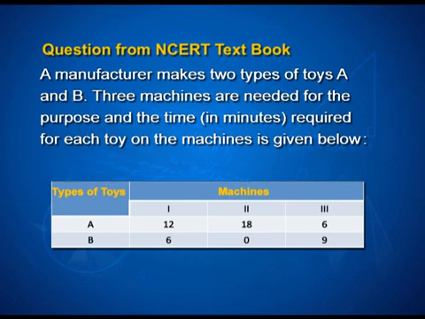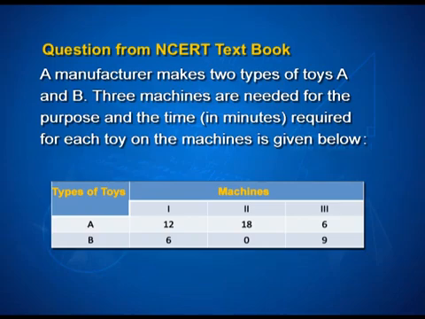Similarly, on machine 2, type A toy needs 18 minutes, B does not need any time on that. On third machine, A requires 6 minutes of time and B requires 9 minutes of time. Now, what do we have to find?